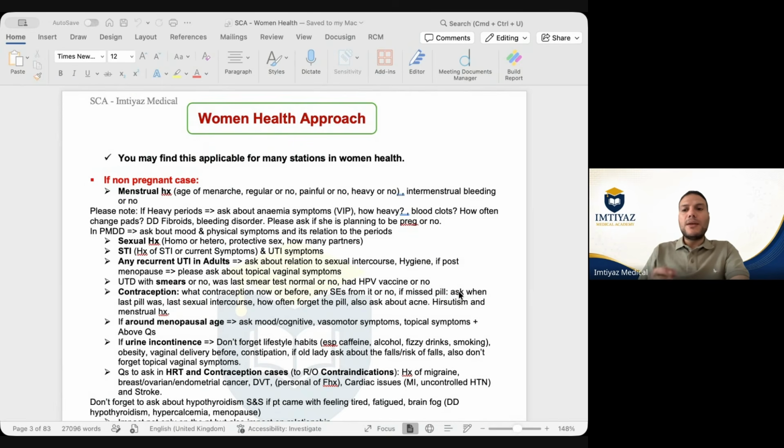So in women's health, you will have two cases. Either your patient is a pregnant lady, so you will have some specific questions, or your patient is not pregnant. Whatever the presentation is, whether asking for contraception, asking for HRT, heavy bleeding, UTI, STI, and so on, if she's not pregnant, definitely menstrual history is very important.